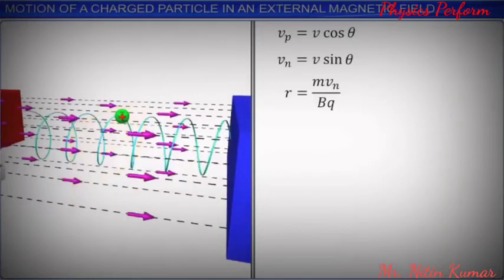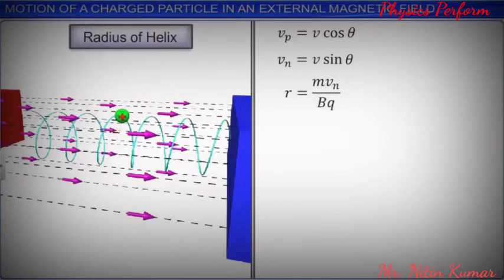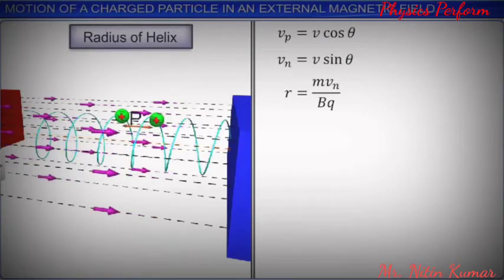Due to this, the resultant path of the charged particle is a helix. The radius of the circular path during the helical motion is called the radius of the helix. Here, the axis of the helix is along the magnetic field. The distance moved by the particle along the magnetic field during one rotation in the helix is called pitch.